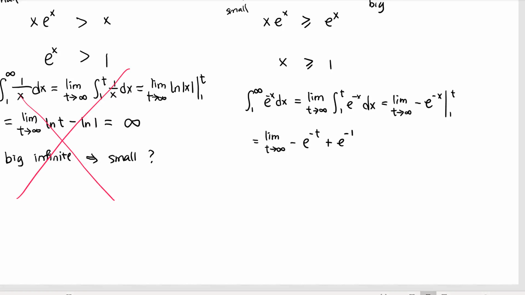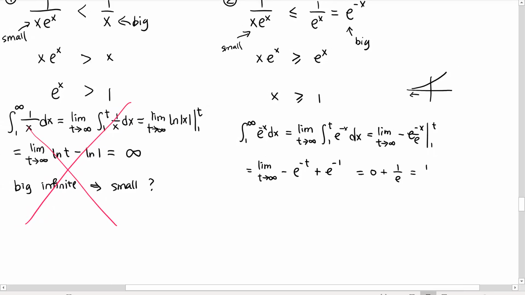Okay, now what happened? So here, e to the x looks like that, but when t goes to infinity, minus t goes to minus infinity, so e to the minus t becomes 0. Okay, so we have 0 plus e to the minus 1, which is 1 over e, so we get 1 over e. We get the big guy, and the big guy is finite.